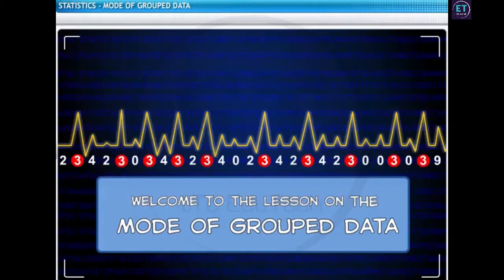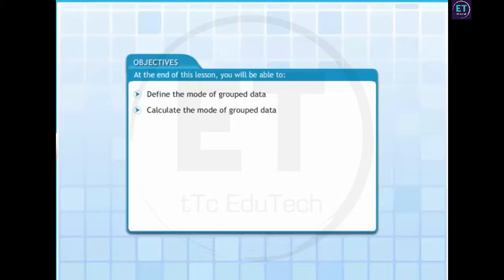Welcome to the lesson on the mode of grouped data. At the end of this lesson, you will be able to define the mode of grouped data. You'll also be able to calculate the mode of grouped data.